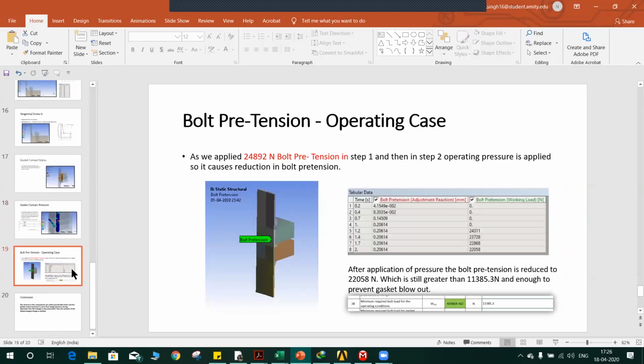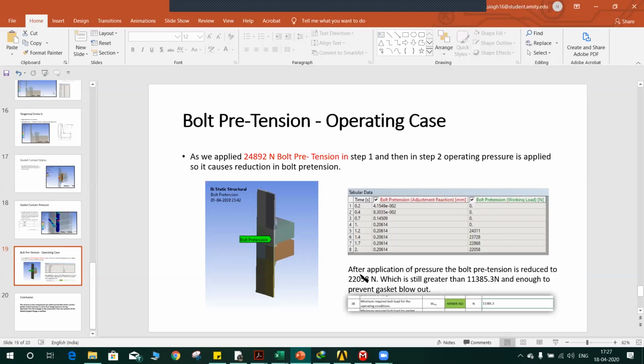Third, the bolt pretension also needs to be validated. I need to see that my bolt is loaded enough even in the operating conditions, because during operation the hydrostatic force of the internal pressure will try to separate the two flanges. So my bolt load should be enough to maintain the contact pressure on the gasket. As you know, we applied 24,000 newtons of bolt pretension in step 1, where there was no operating pressure, only atmospheric conditions. But in step 2, the operating pressure was applied, so it is expected that the bolt pretension will decrease.